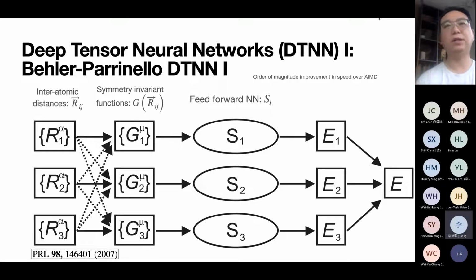After constructing these symmetry-invariant functions, they are then fed into a feed-forward neural network SI. The energy of each atom, E1, E2, E3, all the way up to En, is represented by n different neural networks SI. They all have the same architecture, which I'll show again later. By taking the input G, these feed-forward neural networks will then map the energy of each atom Ei, and then the total energy of the system is obtained simply by summing up E1 to En.